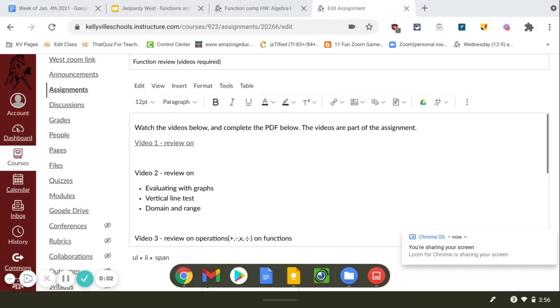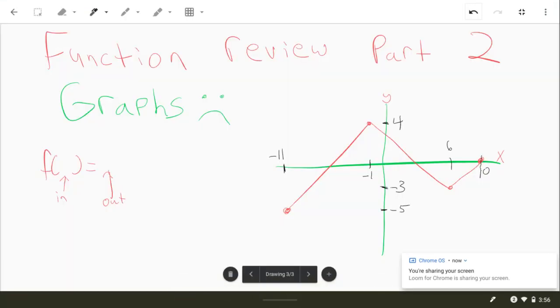All right, so welcome to part 2 of our function review. We're going to focus in on graphs of functions. And it's usually more difficult than function notation and regular stuff. But it really does work the same.